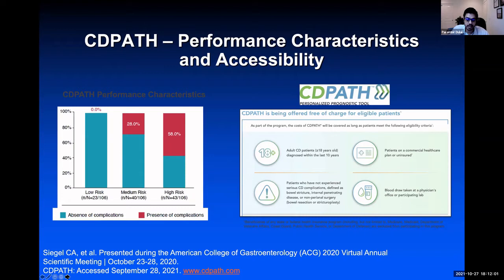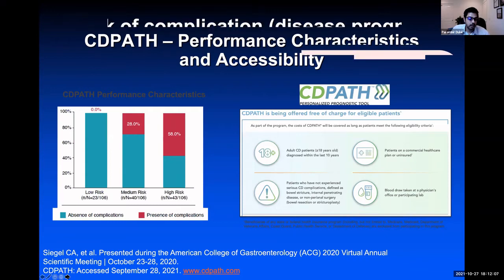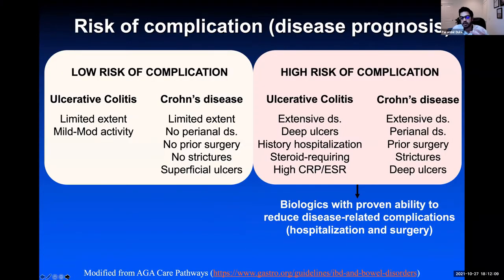And you can order this in clinic and get it back within about a week to actually show patients what these outputs look like. So when you think about it, whether it's the AGA risk of complication prognostic decision support tool, or whether it's the CDPATH, the goal then is to take high-risk patients and start them on a biologic with proven ability to reduce disease-related complications. For the most part, that's going to probably be anti-TNF therapy based on prior literature, but they may have already failed that, or they're unable to take it for a variety of reasons.